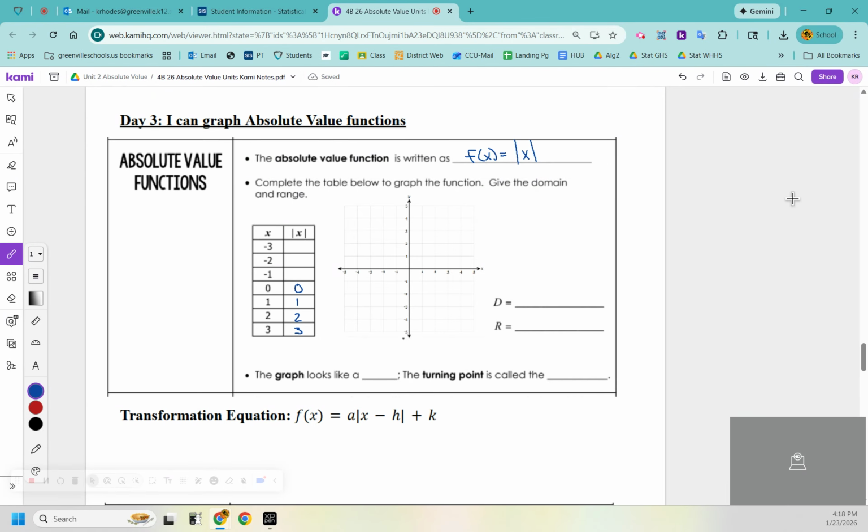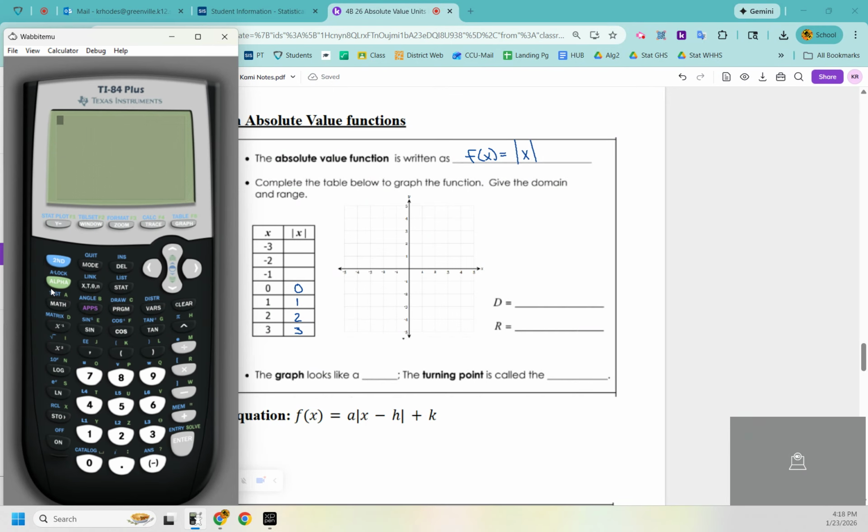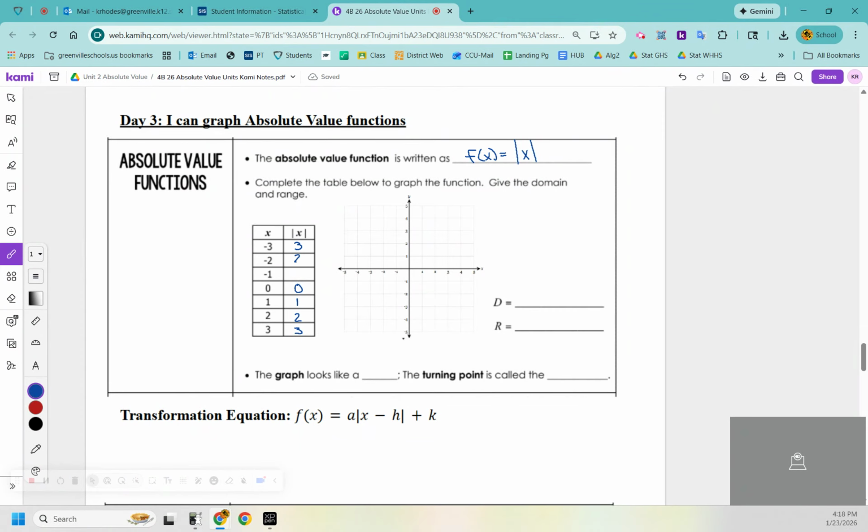So in the calculator, if you're using your calculator, let me pull mine up. You will go to math, go over to number, and hit absolute value. And then we're going to plug in these numbers. -3, get an answer, 3. And you'll start seeing the pattern. It makes all your numbers positive. 3, 2, and 1. So 0, 0 is in the middle.